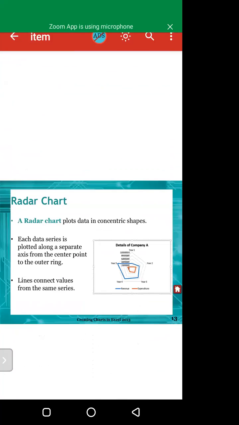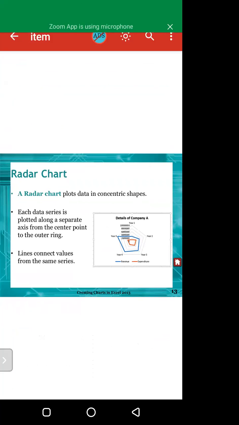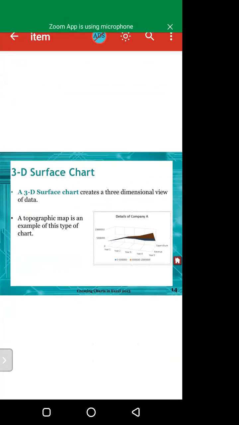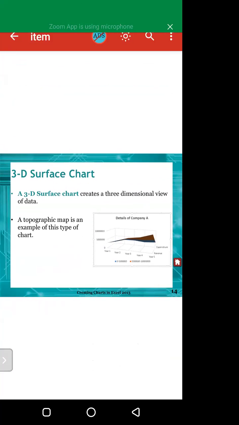Radar chart. A radar chart plots data in concentric shapes. Each data series is plotted along a separate axis from the center point to the outer ring. Lines connect values from the same series. Okay. 3D surface chart. A 3D surface chart creates a three-dimensional view of data. A topographic map is an example of this type of chart.